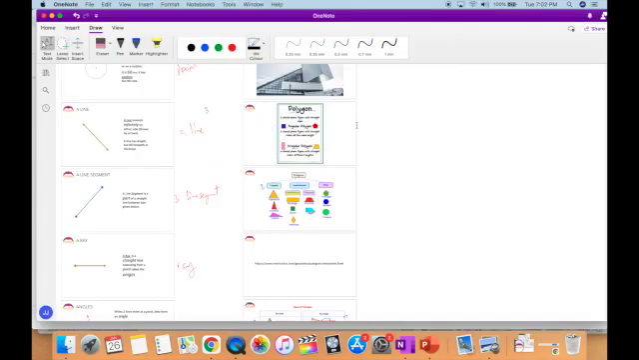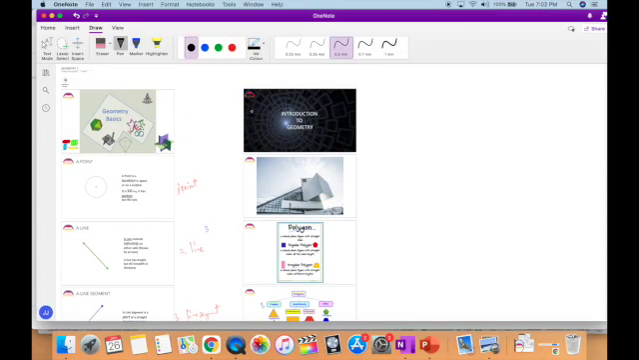Right. So we spoke about the point, and then we have the line and the line segment, between 2 points.